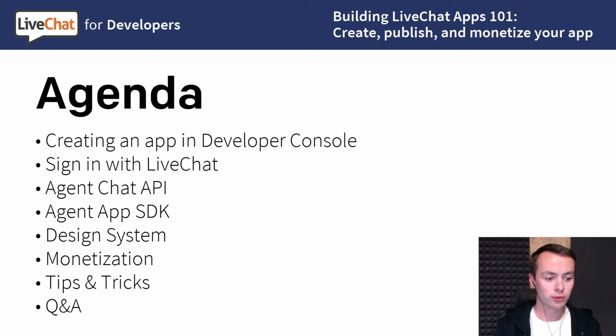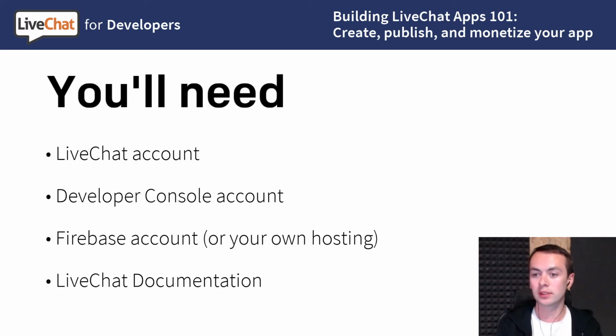So we know what we want to do. We now need tools for that. What you're going to need for this is a LiveChat account. If you don't have one, you can create one for free on our website. Also, a developer console account. If you have a LiveChat account, the developer console account is free. The next thing will be a Firebase account. If you have your own hosting, you can use it. It's up to you, but I'm going to use Firebase as an example. It's easy and it can be used by anyone.